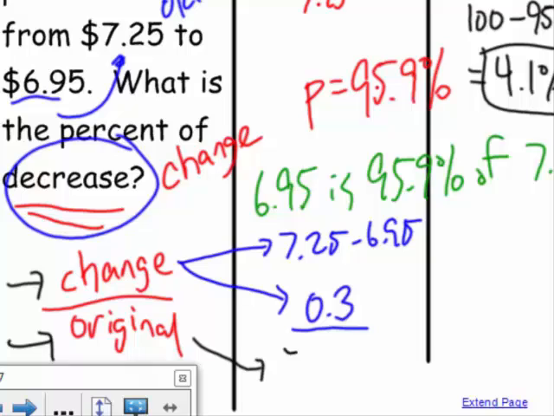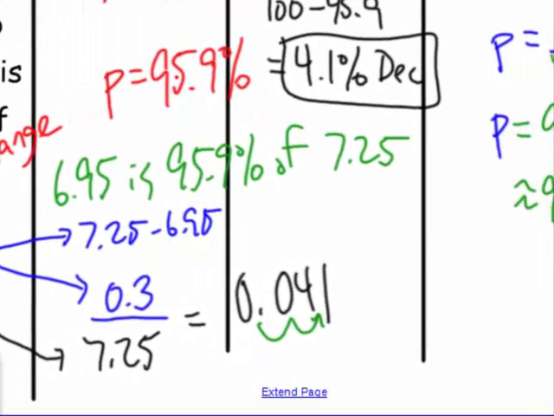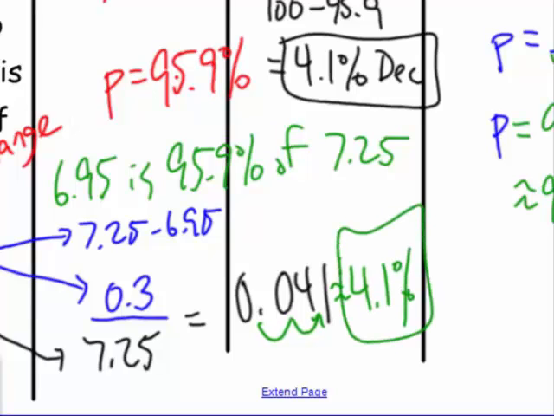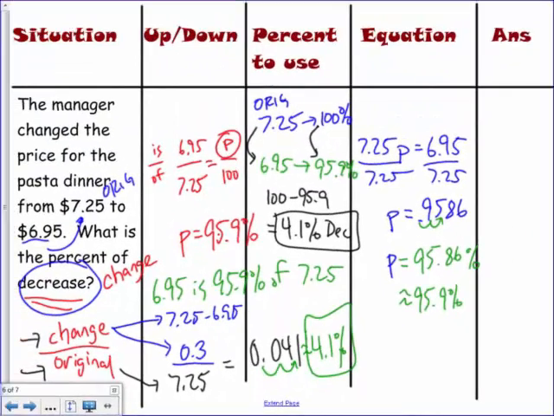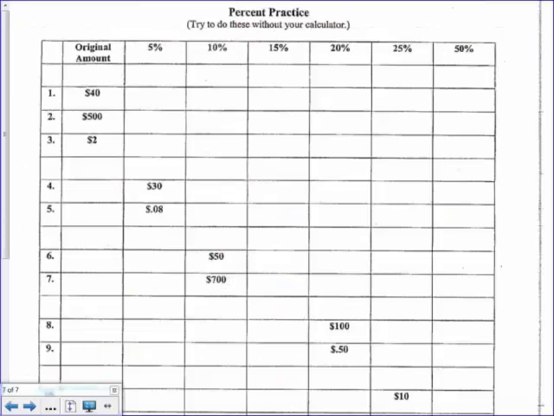Well, what was the original? 7.25. And if I divide those two, I get about 0.041, which as a percent would be what? We'll move it 2 places to the right, about 4.1%. So there we go. I get the exact same answer. So that's another way to do it. If you can remember, anytime you're finding a percent of change, a percent of increase or decrease, you can just take the change and divide it by the original and change that into a percentage. Okay, so I'm throwing a lot of things about percents at you here today. So we got to get these cleared up as we work tomorrow.